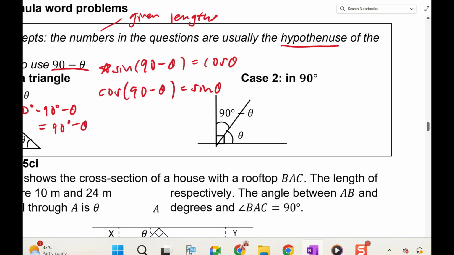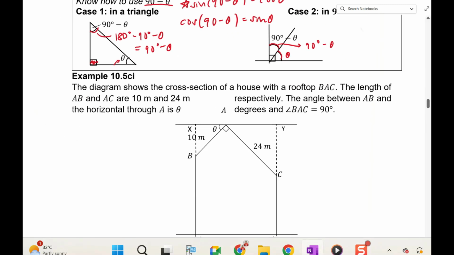And for case 2, in a right angle. Now right angle, as everyone knows, is 90 degrees. And the question gives you this theta and wants you to find this angle. So obviously this angle will be 90 degrees minus theta. Okay, so let's see how these concepts are applied in the following example.